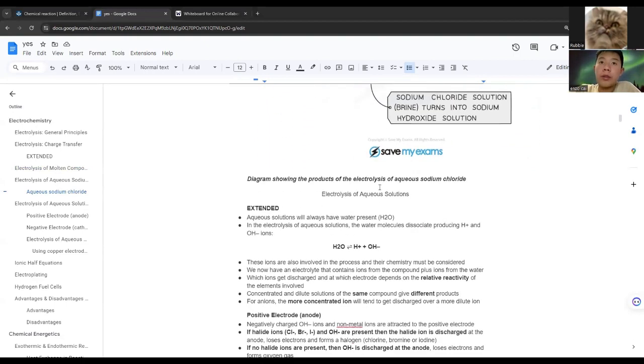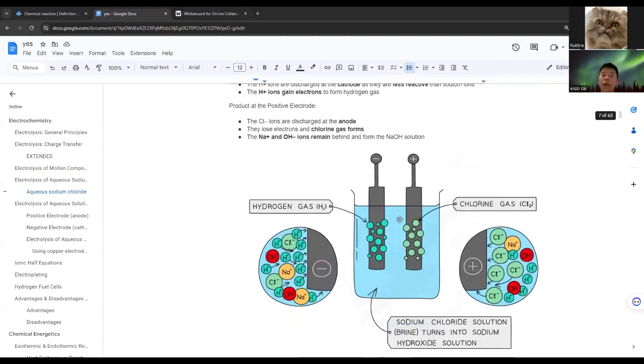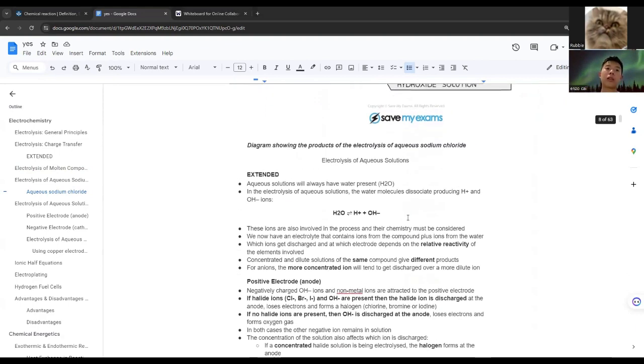Electrolysis of aqueous solution. Aqueous solutions will always have H2O, because you add water into it. In electrolysis of aqueous solutions, the water molecules separate, producing hydrogen positive ions and hydroxide negative ions. These ions are also involved in the process and their chemistry must be considered.